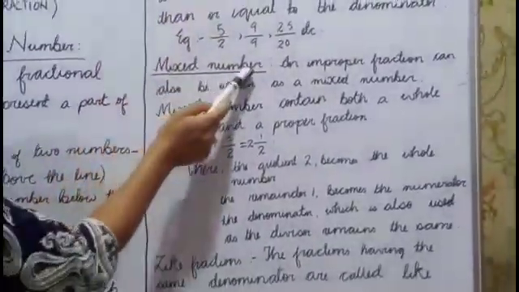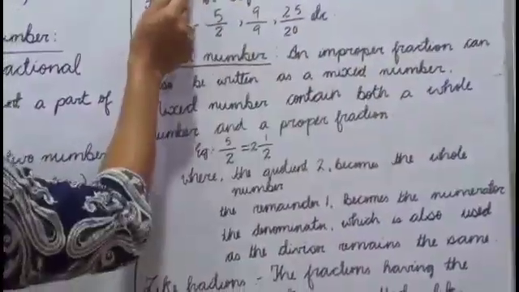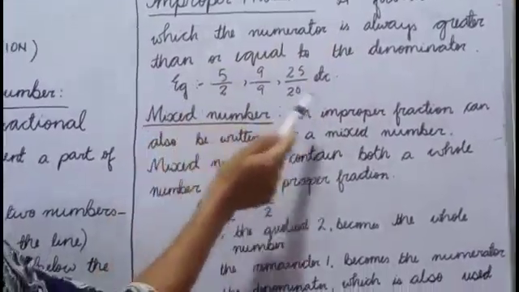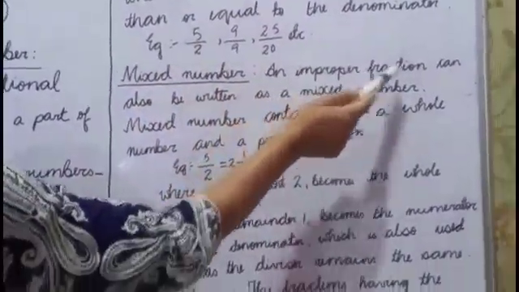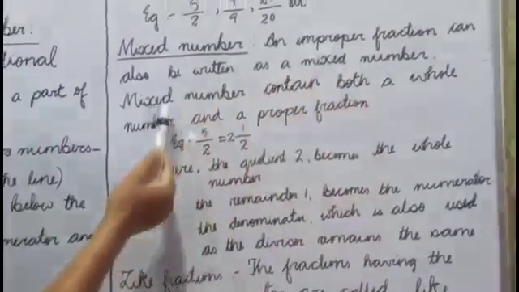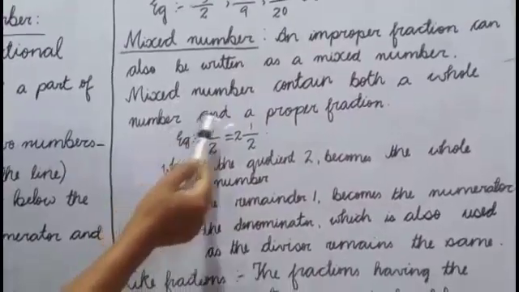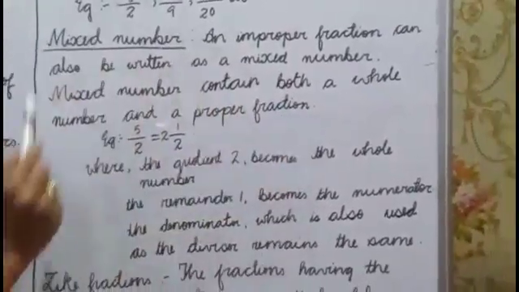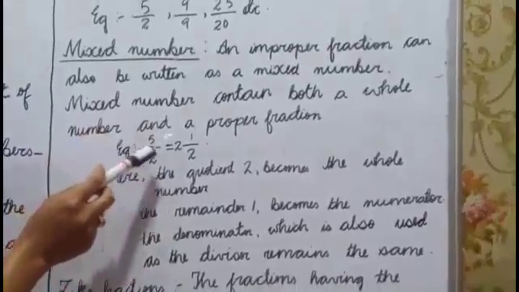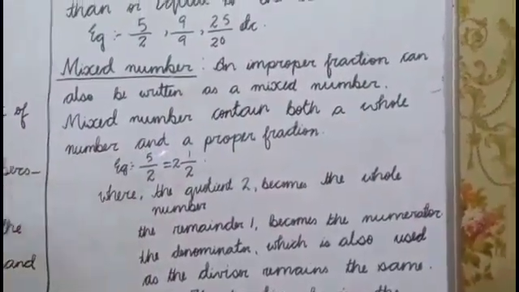Next, mixed number. An improper fraction, as we have discussed, is a fraction where the numerator is greater than or equal to the denominator. Such a fraction can also be written as a mixed number. What does a mixed number contain? It contains both a whole number and a proper fraction. Let's see how we can convert an improper fraction into a mixed number. Here I have taken the example 5 by 2. So, how to convert it?